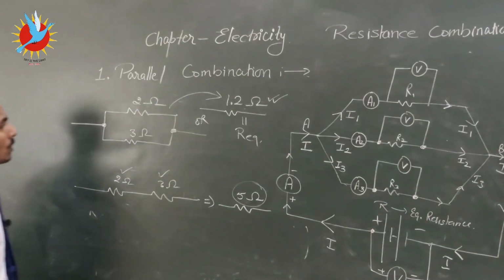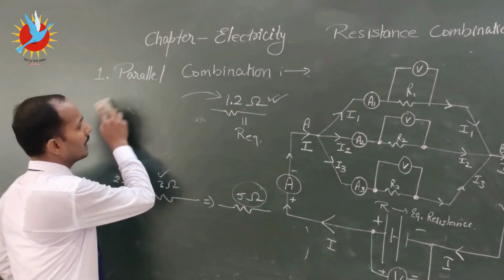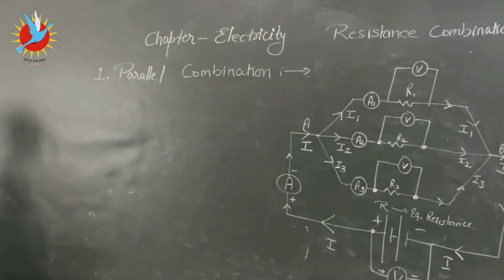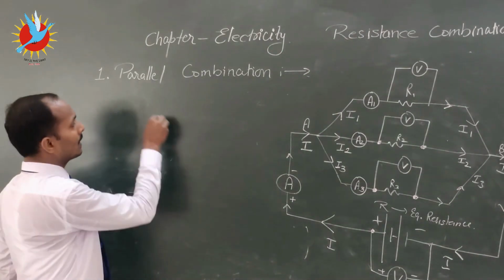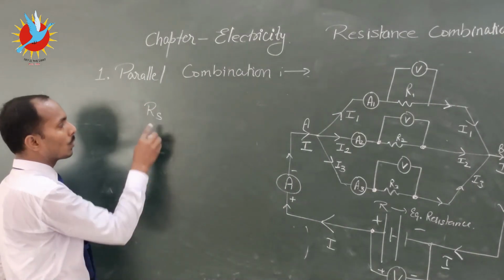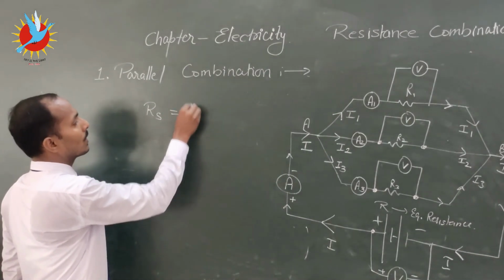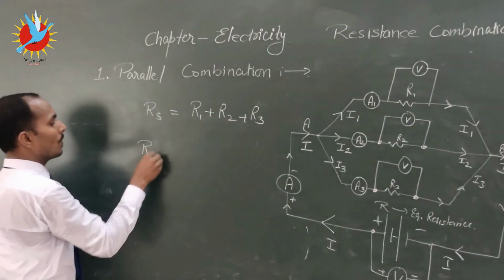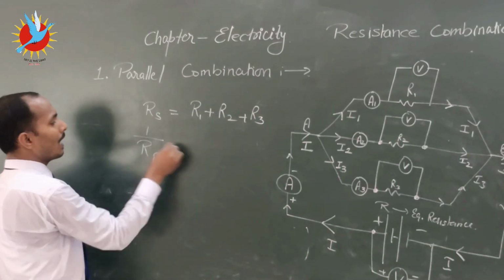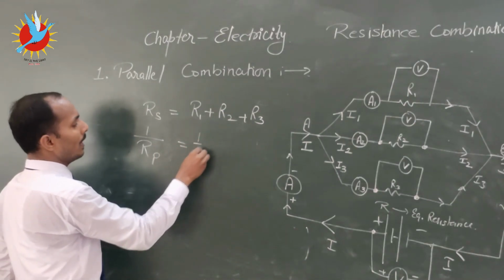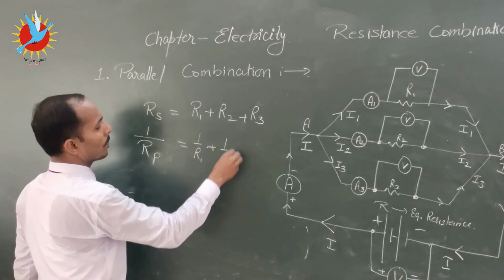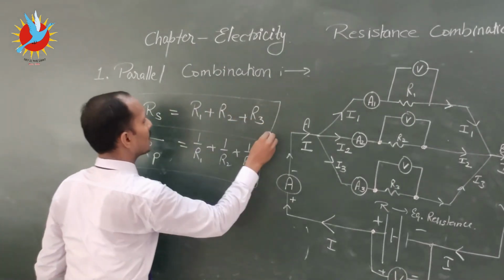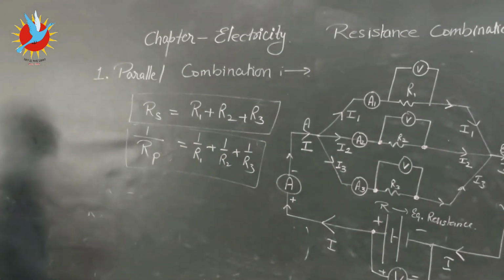Remember this point also, it's very important. What you found is that in series combination, total resistance is equal to R1 plus R2 plus R3, and in case of parallel combination, 1 by R is equal to 1 by R1 plus 1 by R2 plus 1 by R3. So this is our today's topic. Thank you.